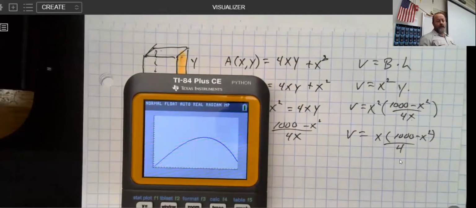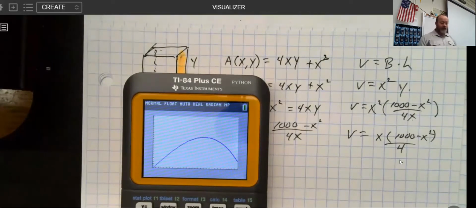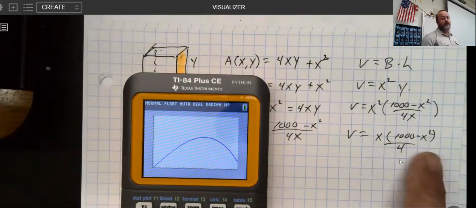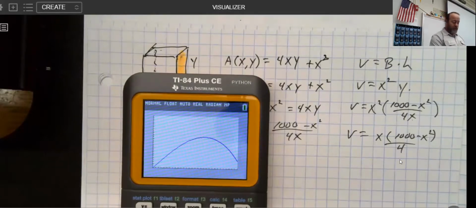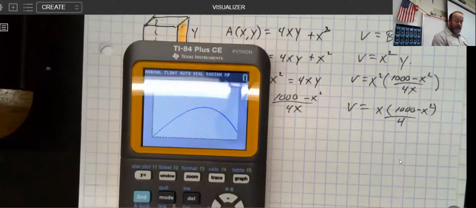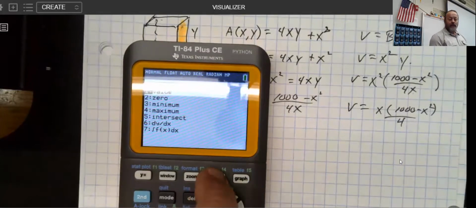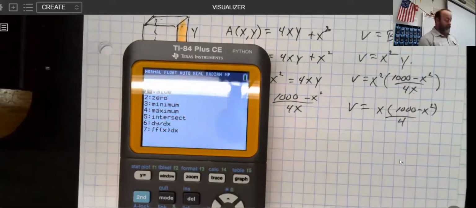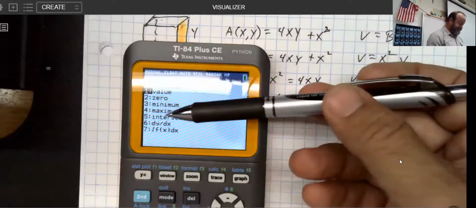You might notice right away that it almost looks like a parabola, but I think you know better. That's an x cubed, so it's not. It actually is skewed a little bit to the right. And so we're going to go to our friend the calculate button right up here at the top. I'm going to go to second, and ask my calculator to calculate. Specifically, what I'm looking for is that maximum value, number 4.